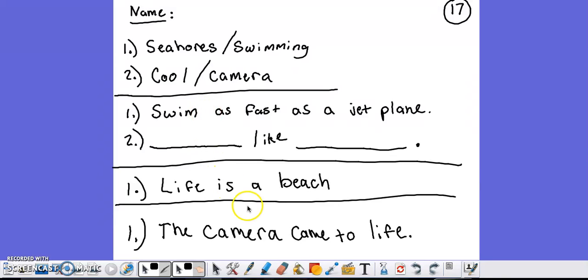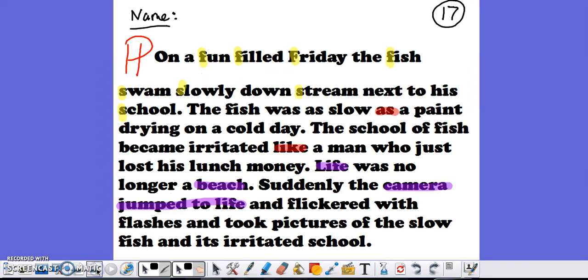When you have finally pieced together all of your examples, and this is a very sketchy, rough copy, which I expect much more from the students, you are then ready to take them and start to piece together the words to the page that you've been given. And when you're finished, it may look something like this. On a fun-filled Friday, the fish swam slowly downstream next to his school.